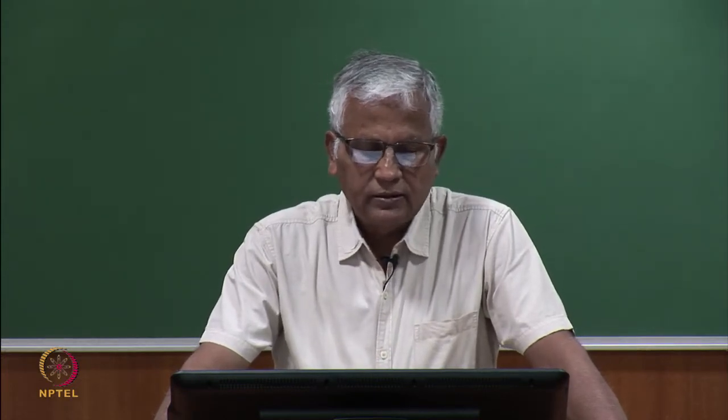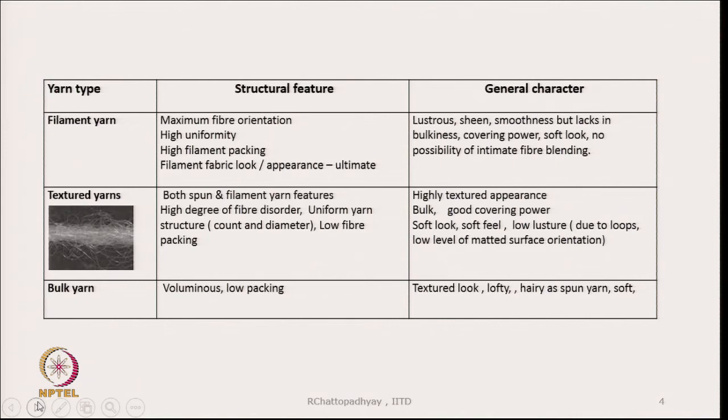filament yarns will generally have very high fiber orientation, because there are no staple fibers in them. It is very uniform, and the filament packing density is quite high, but that depends upon the level of twist that you use. Generally, character wise it will be very lustrous, with sheen and smooth, but it lacks bulkiness and covering power. So, if we want to produce a fabric which is very lustrous and free from surface hairs, then probably we have to go for filament yarns.